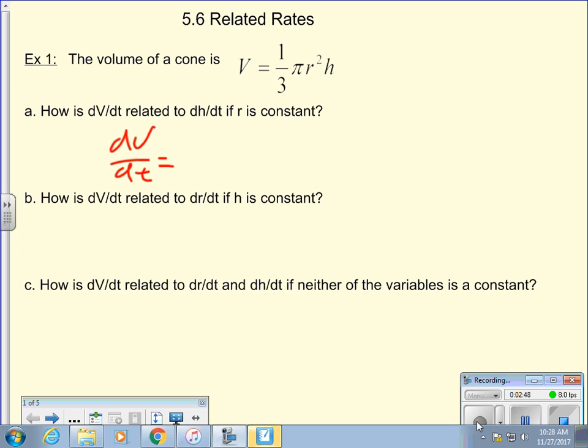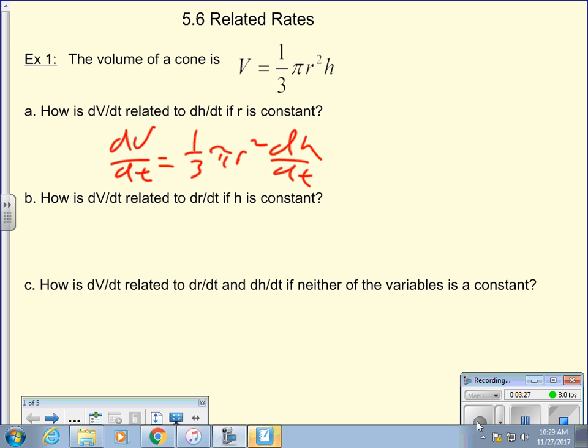Equals. And then I have to take the derivative of the other side. Everything but h is a constant. So the derivative of a constant times a variable is that constant times the derivative of that variable. What's the derivative of h? 1 dh/dt, because we're doing it with respect to time. So my answer would be 1/3 pi r squared dh/dt. The derivative of h is 1 dh/dt, because it's the change in height over a particular period of time. Change in height over change in time.